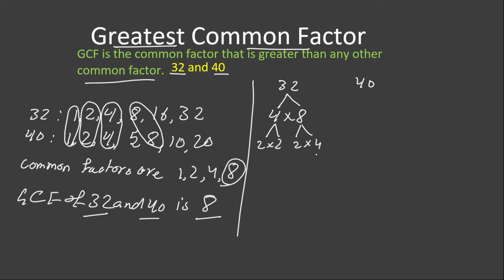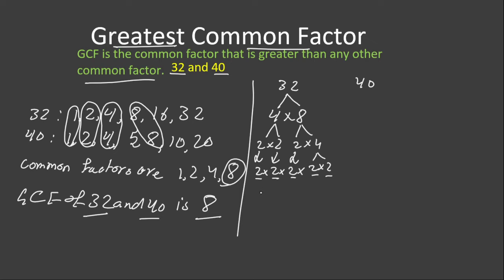We continue writing the composite numbers as the product of the prime numbers. So 4 is 2 times 2. So we bring these two also down and write the multiplication sign. These two also down, and these two also down. How many prime factors do we have over here? 1, 2, 3, 4, 5.